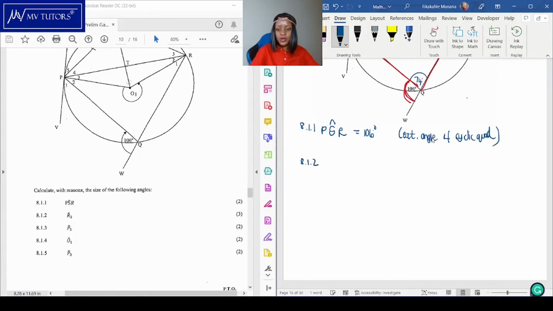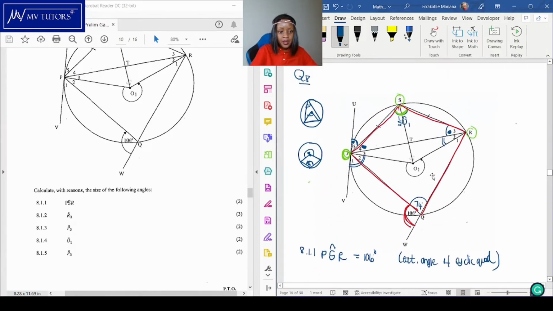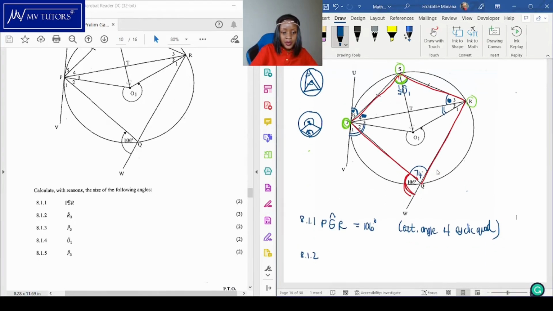And then 8.1.2, we're looking for R3. So there's R3, and we said R3 is equal to P4, which is equal to P5. But we can see that actually R3 is equal to P4 because equal sides yield equal angles. And why is that? It's because we have an isosceles triangle. This is the way English comes in.